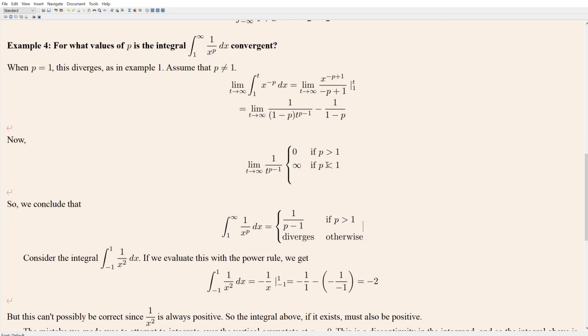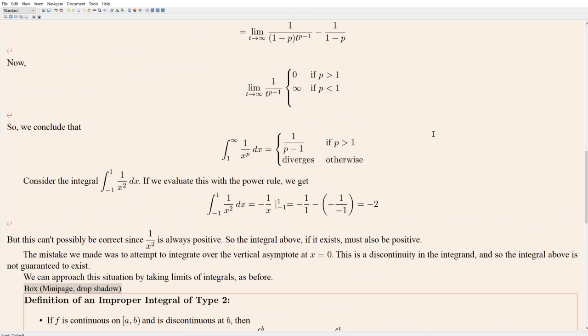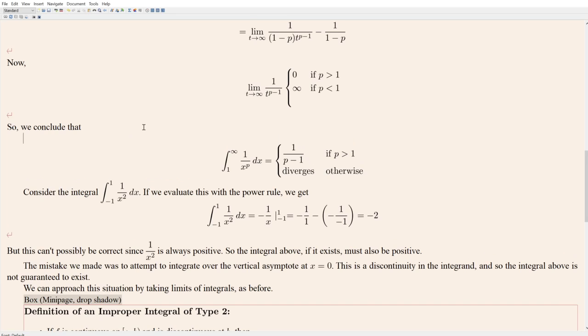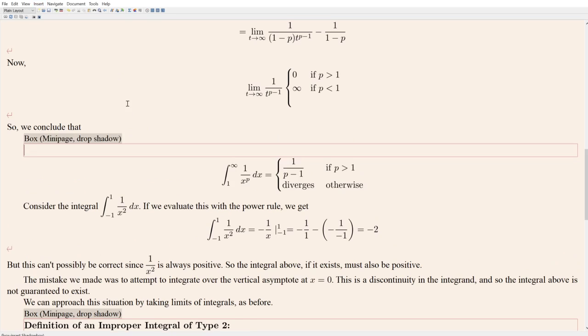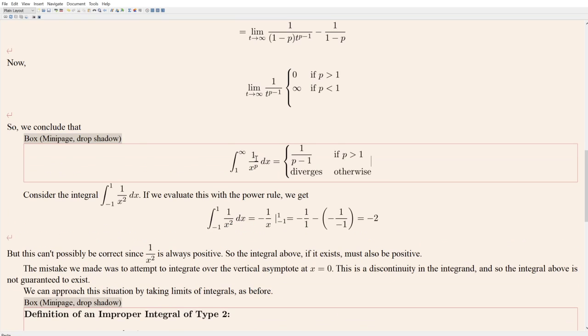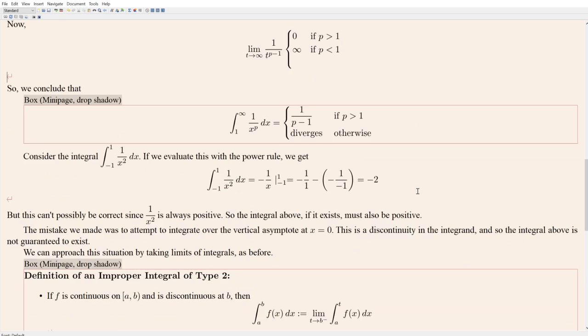Right, so if p is less than 1, it diverges, because that means this chunk explodes to infinity. And if p is equal to 1, well, then we already know that this diverges, because we did that example already. Okay. Yeah, so this is worth hanging on to. In fact, I'm going to put this in a box. Yep. So that's a nice result to have.